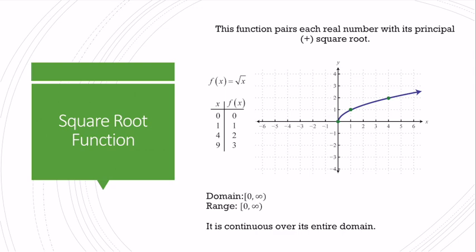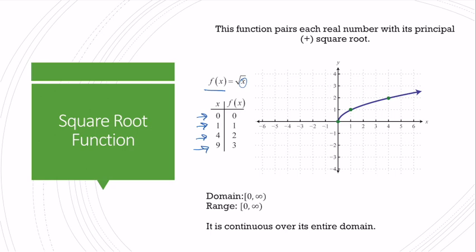So if I have a function, f of x, it's a function because it passes the vertical line test. Let's say f of x is the square root of x. So I want to pick some values to substitute in that would make perfect square roots. And the first few perfect square roots are 0, 1, 4, and 9. And what the square root function does is it pairs each number with its principal square root.